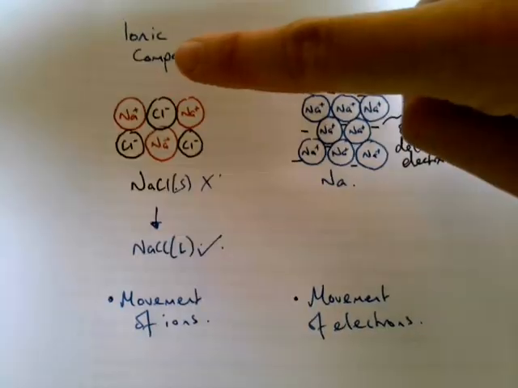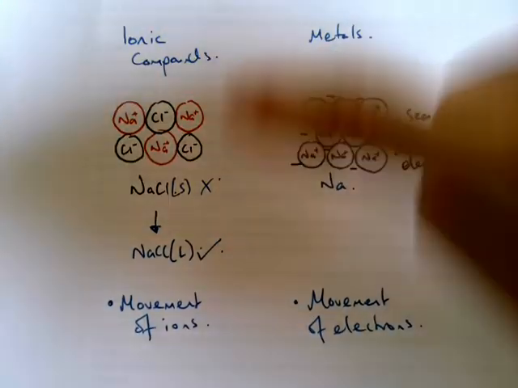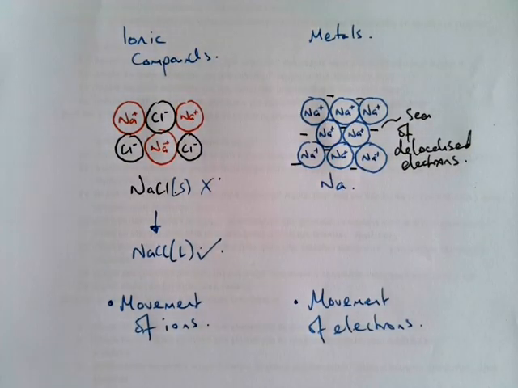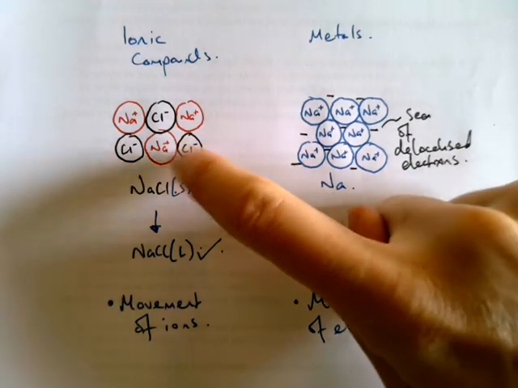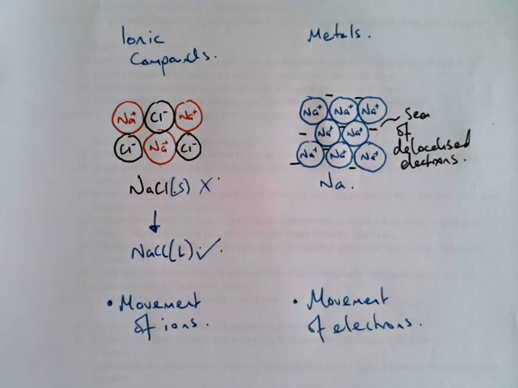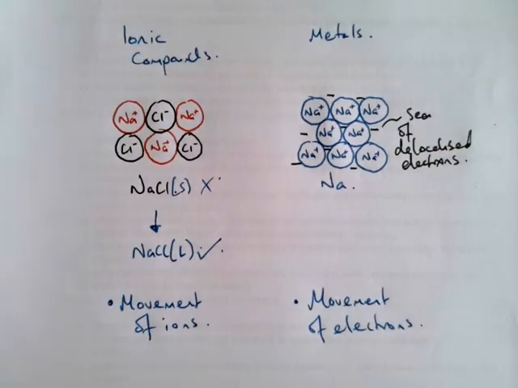Okay, so whenever you're talking about the electrical conductivity of ionic compounds, I don't want to see you talking about the movement of electrons. Okay, unless you're talking about, you know, in the wires of the circuit. But in terms of the actual thing we're talking about, it's the movement of the ions. Metals, it's all about electrons.